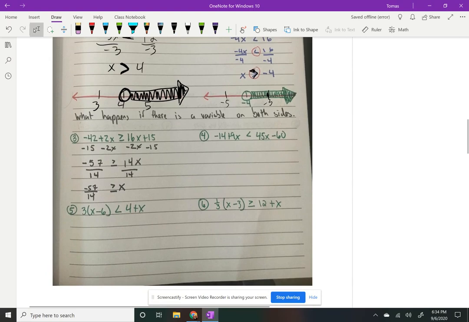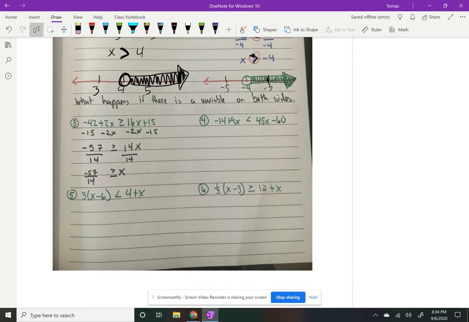Now, what happens if we have an x on both sides? The process is the same, guys. It's very similar to what we've been doing. All right, pick a side and put the x's on one side and then the numbers on the other. I'm going to go ahead and start with number 4. I'm going to move the 9x here, but at the same time, I'm going to move the 60 to the other side.